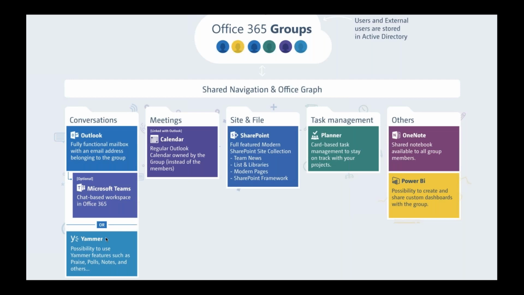Yammer is mad at Microsoft Teams and Exchange, so it's not going to be available if you choose one of these three for your Office 365 group. In fact, this at the top is the default behavior for an Office 365 group. But if you go to Yammer and you create a new Yammer group, it's going to replace these three and create the rest.